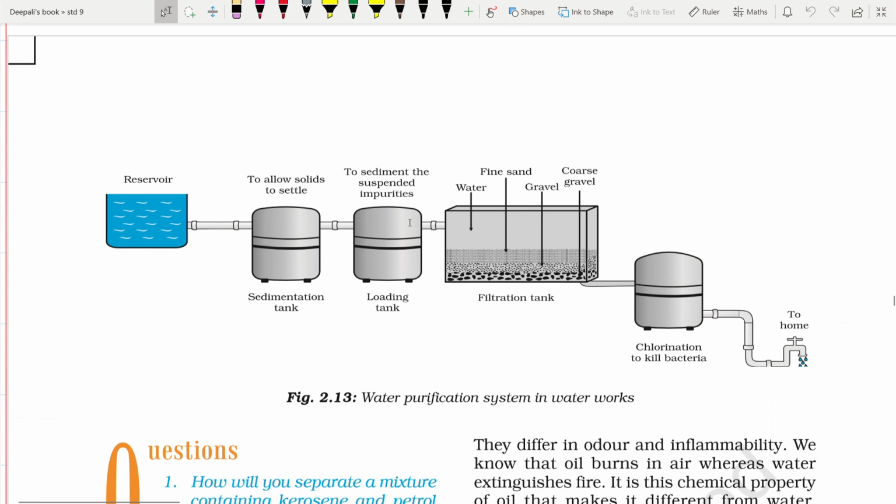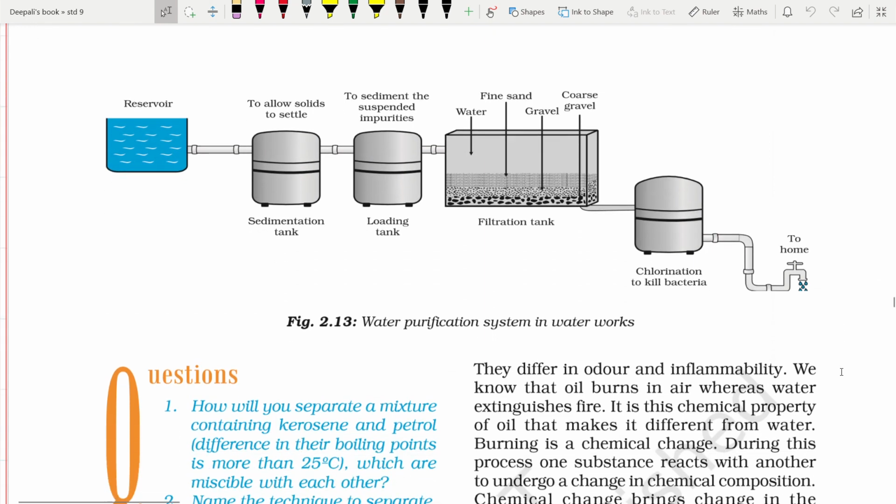Now the remaining water or the cleaner water passes to another filtration tank, which is layered by various sizes of stones and gravels. So fine sand, gravels and coarse gravels, through which the water passes and gets filtered, and what remains on the top is pure water. Now it has to be made bacteria and organism free. So it is passed into the chlorination tank where chlorine gas is passed, which kills the bacteria or the other harmful organisms and pathogens present. And finally it reaches our home.